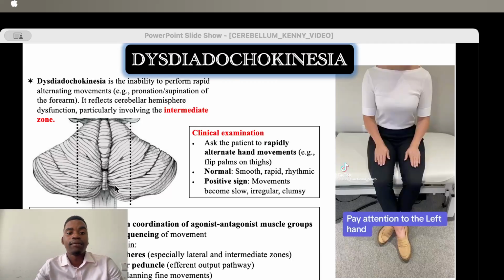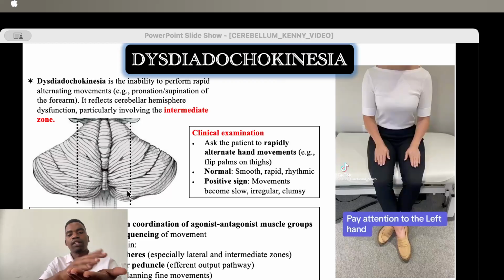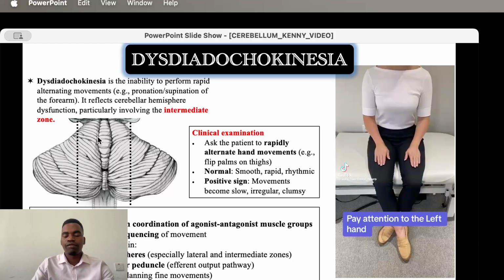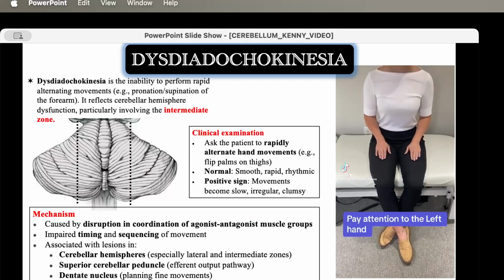So what happens is the person cannot do the rapid alternating movement. For example, the most common usually is pronation supination. So a rapid movement, rapid pronation supination. Okay, and I have a video here which can help you know what's going on. So let's watch it. Pay attention to the left hand.